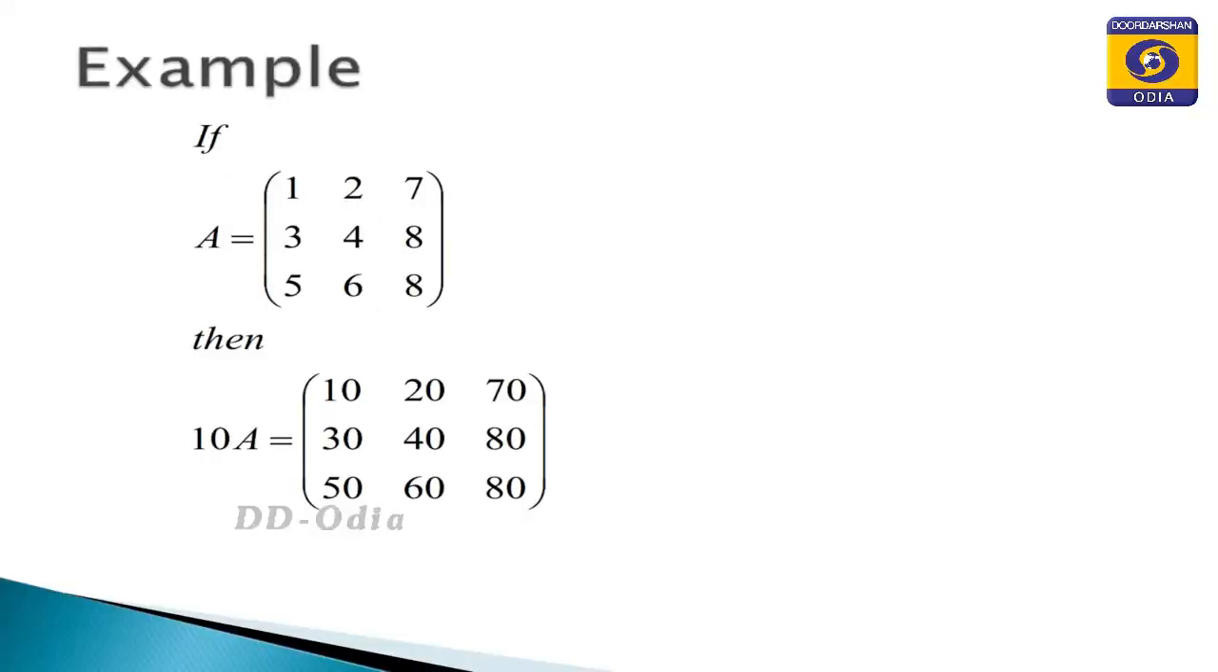Here is an example. Suppose A is a matrix containing elements 1, 2, 7, 3, 4, 8 and 5, 6, 8. Then 10A, where 10 is a scalar and A is a matrix, becomes 10, 20, 70, 30, 40, 80, 50, 60 and 80.